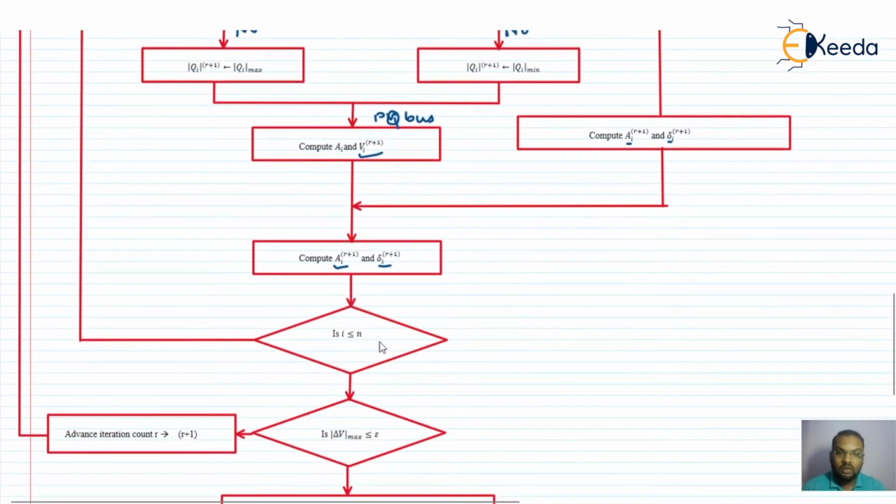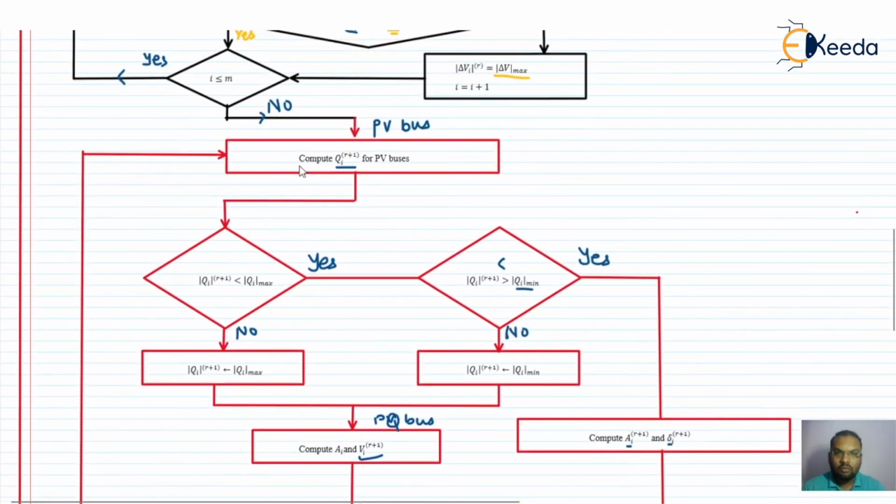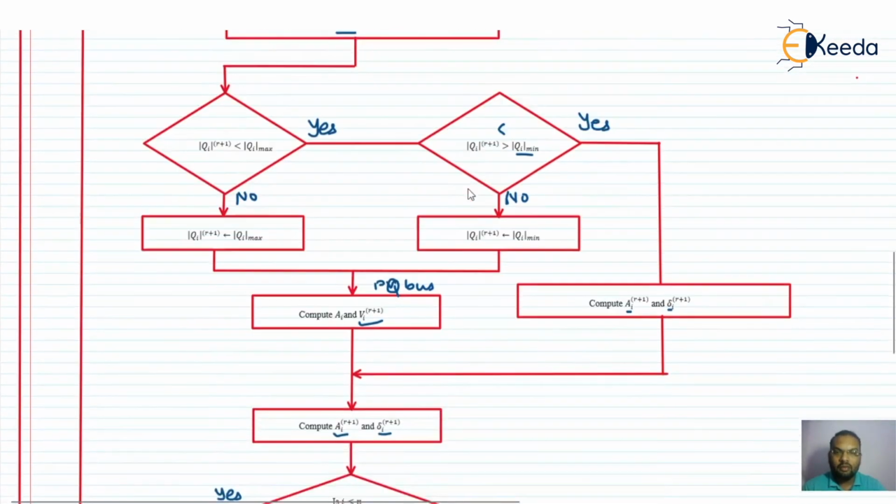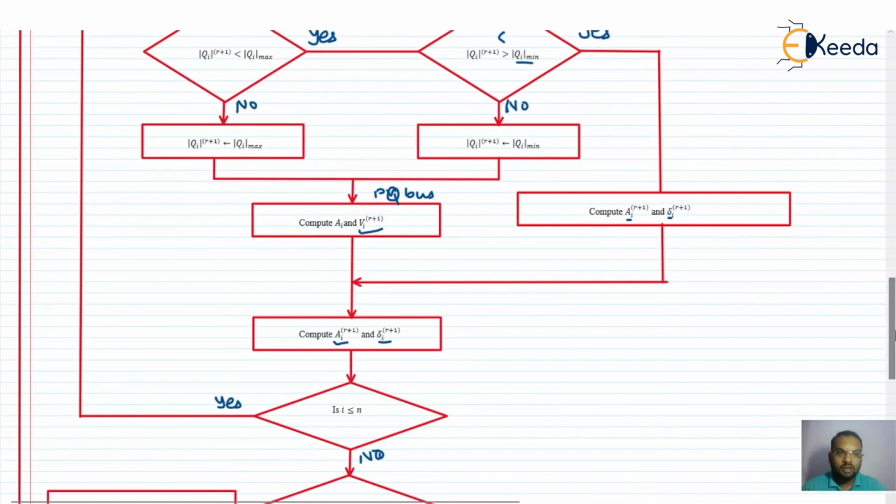After that, you see whether that bus is the last bus. If it is the last bus, then we can stop here. Then we'll say no here. If it is not the last PV bus, then you go here again, as it is the PV buses. So it will take you to this point. Again, compute Q_i for the PV bus. So this way, this process will continue.